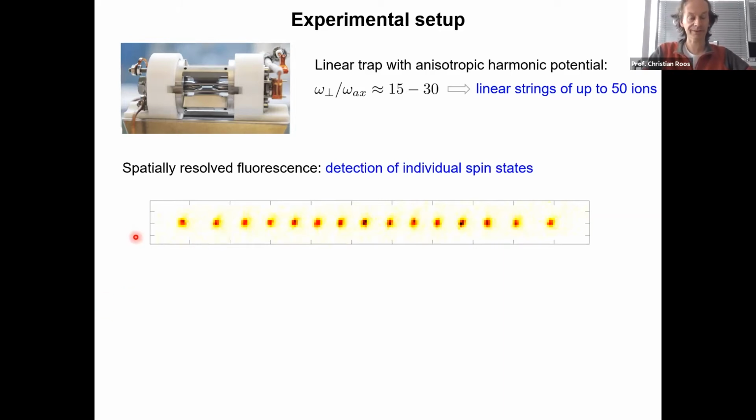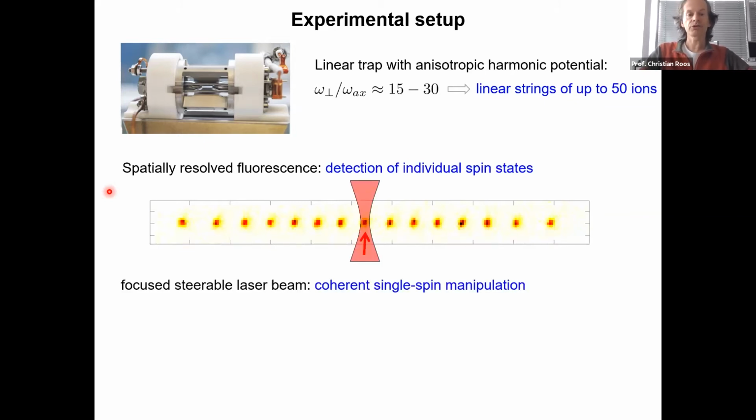And this is, for example, what we get if we have a 15-ion string. All of the ions are in the fluorescing state. And now we can start, for example, initializing them in this level by optical pumping and by laser cooling in order to control also the motional state in the right way. And then we have the second important tool, which is a laser beam, which is strongly focused such that it interacts only with a single ion. And this laser beam is steerable and enables coherent single spin manipulation.